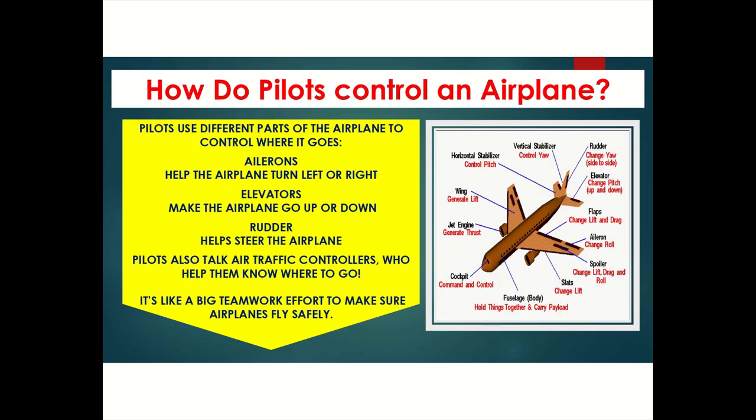How do pilots control an airplane? Pilots use different parts of the airplane to control where it goes. Ailerons help the airplane turn left or right. Elevators make the airplane go up or down. Rudder helps steer the airplane. Pilots also talk to air traffic controllers, who help them know where to go. It's like a big teamwork effort to make sure airplanes fly safely.